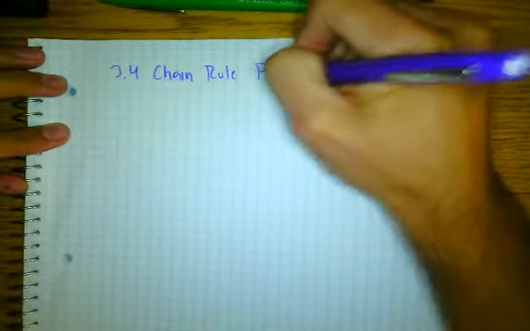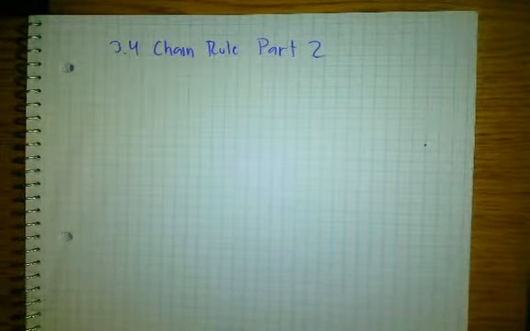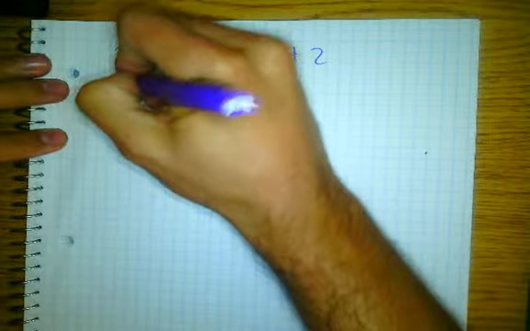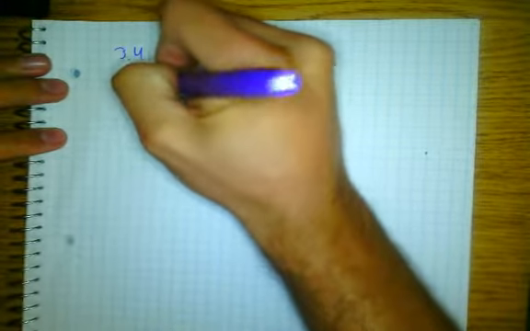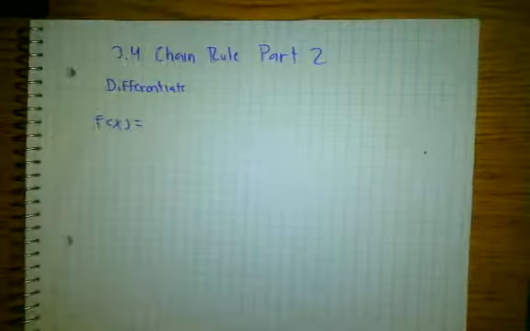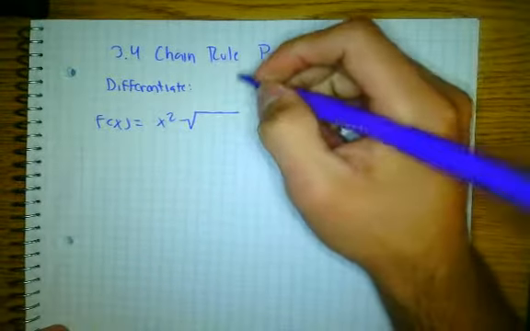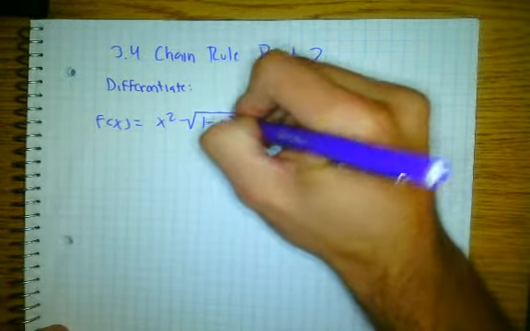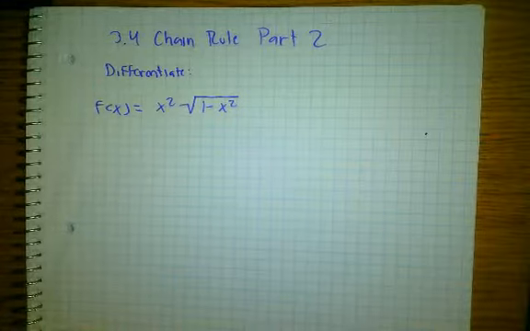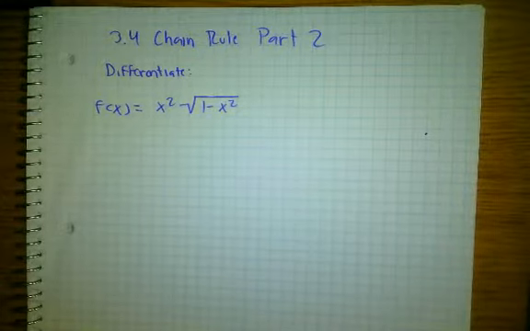Okay, I'm going to start us off with an example that just uses the chain rule, just a refresher before we move on to something fresh. So let's say that I ask you to differentiate the following. The function is f of x is equal to x squared times the square root of 1 minus x squared. Cool? Alright. Any suggestions of what I can do here?